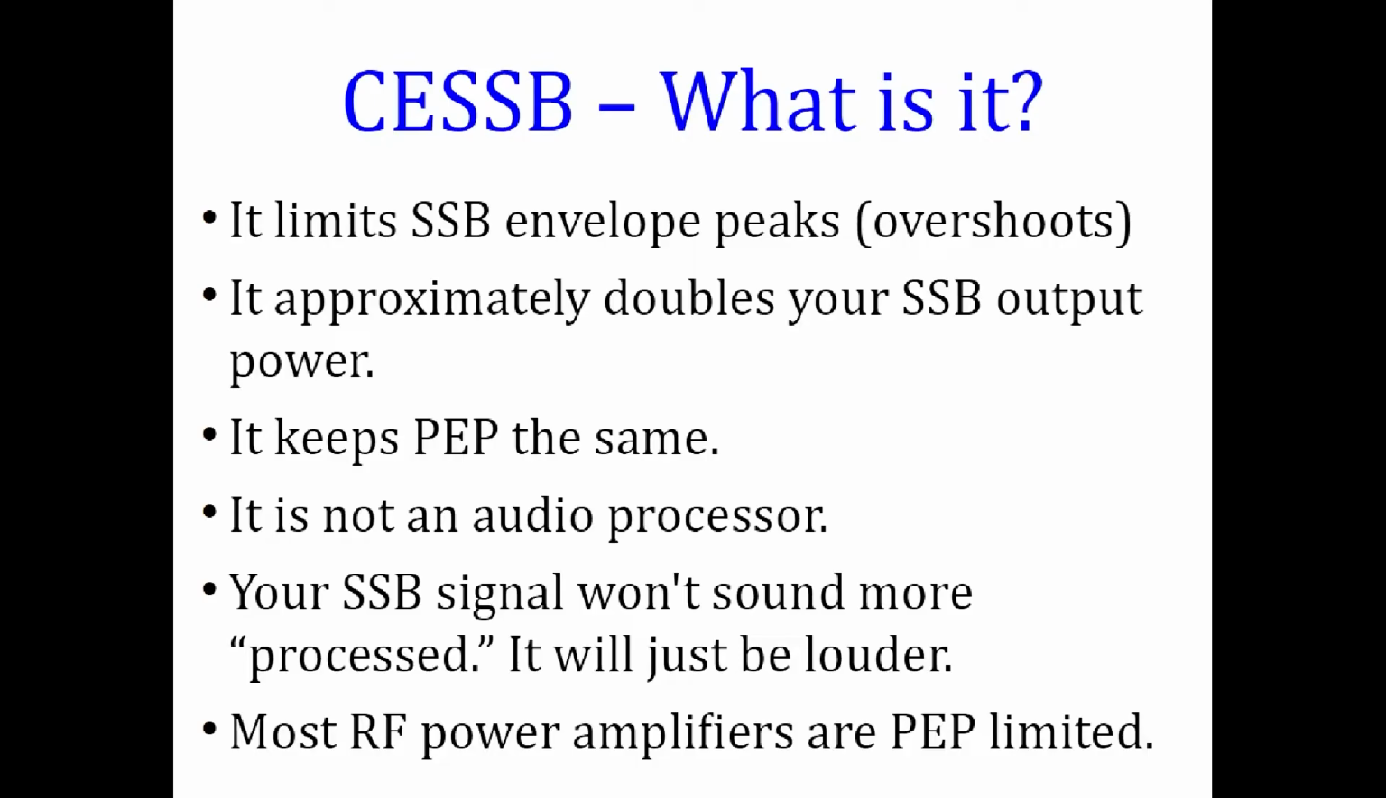Most RF power amplifiers are peak power limited, so if the peaks are big, we have to turn down the amplitude of the entire signal, usually with ALC, so that it stays within the limitation of the power amplifier. Conversely, if we can control the peaks and reduce them, then we can turn up the amplitude of the overall signal, increasing our average power.